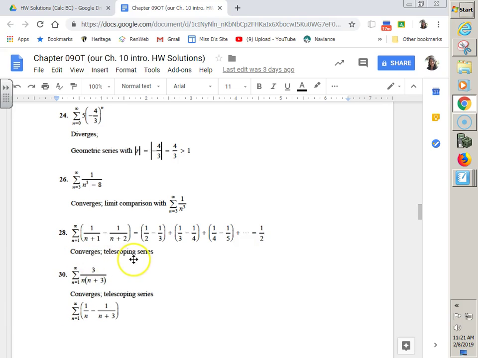Converge, telescoping. Converge, telescoping again. Oh, I didn't use telescoping. I don't know how I knew it. I wrote limit comparison for that one. Oh, you could do limit comparison. For 28, maybe you thought about them canceling out, and then you're like, oh, it's going to go to 0. But I don't know how to do telescoping, so I just wrote converge.